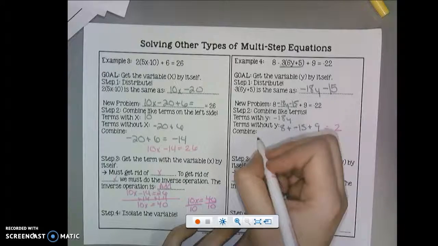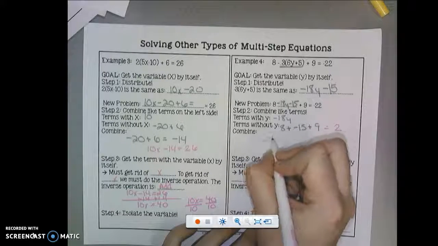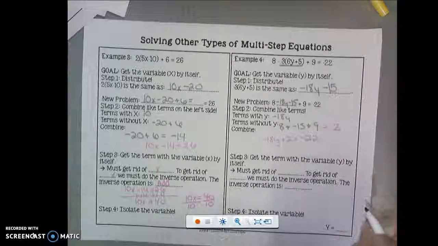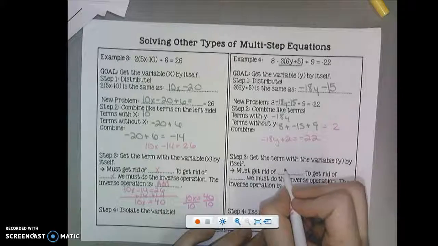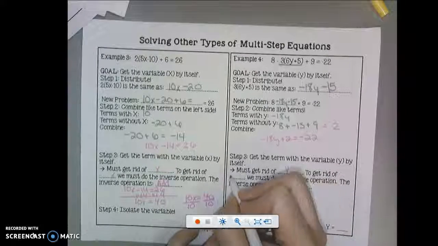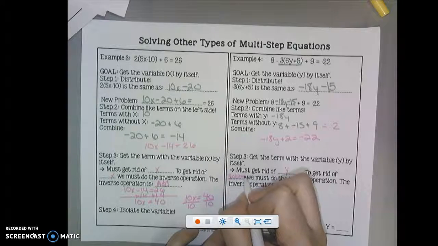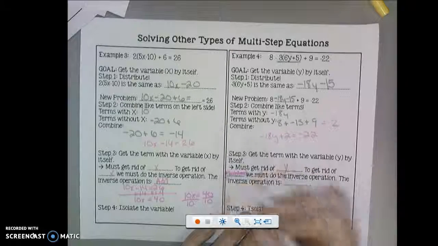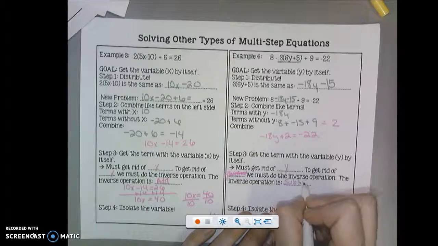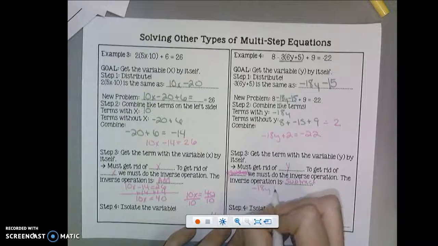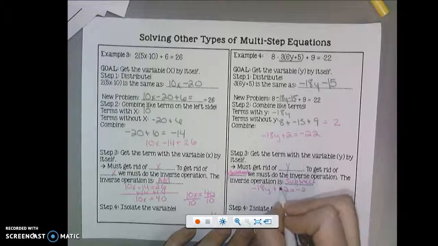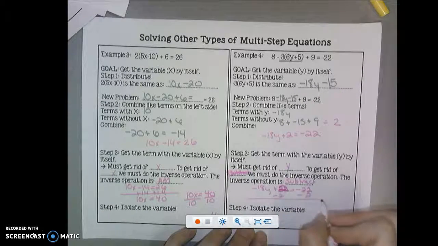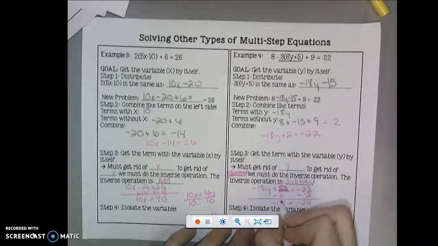And now we want to rewrite this. So we have negative 18y plus 2 equals negative 22. And now we must get rid of this 2. Oops, sorry. We do the inverse, so we have to subtract. So we have negative 18y plus 2 equals negative 22. Subtract 2. We have negative 24 equals negative 18y.